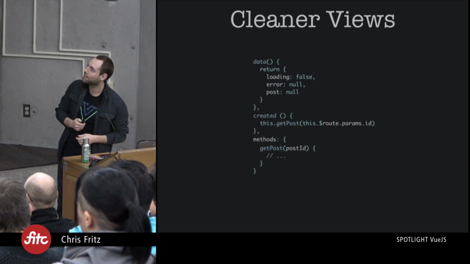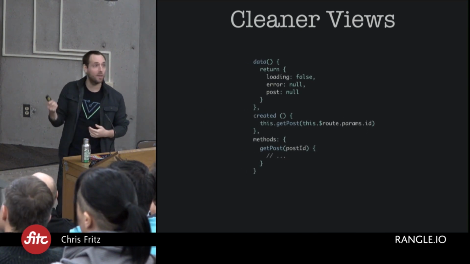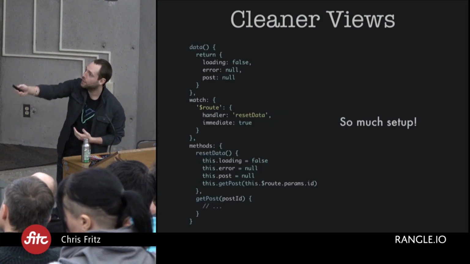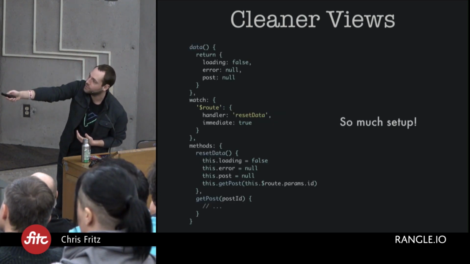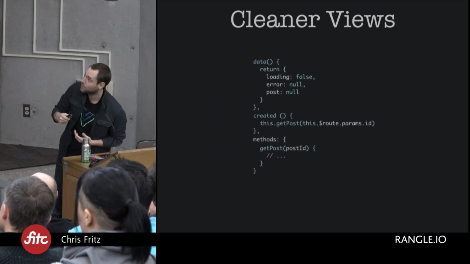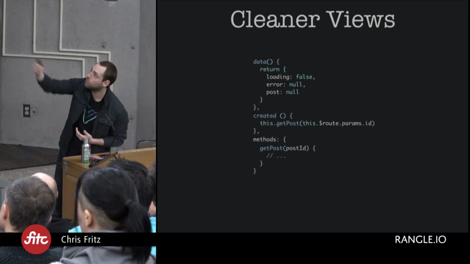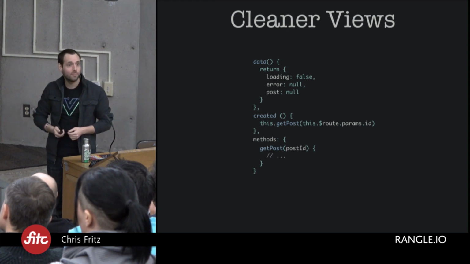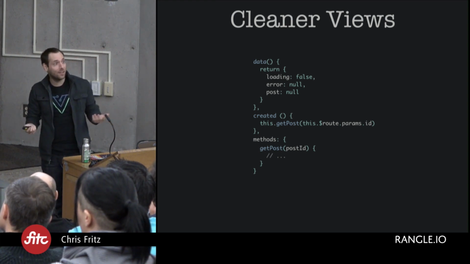And sometimes it would really be nice if you could simplify to something like this. So as you can see, we've gotten rid of all of our reset data. We've gotten rid of our watcher. Now we're just getting the post on created, and we have our get post method still. And we have our data that we only have to initialize once, which is kind of ideal.